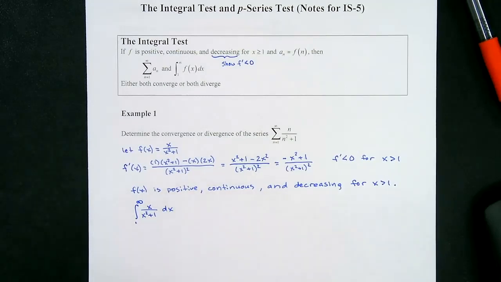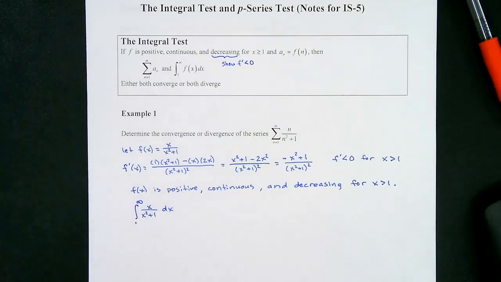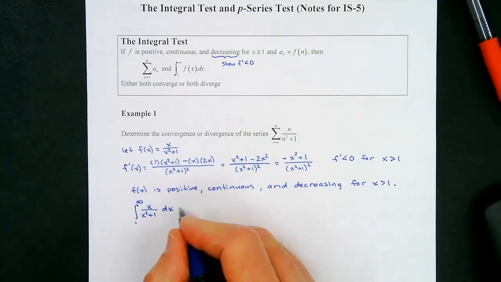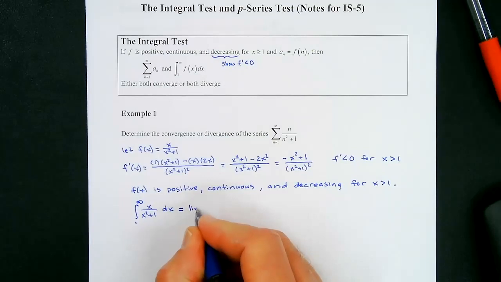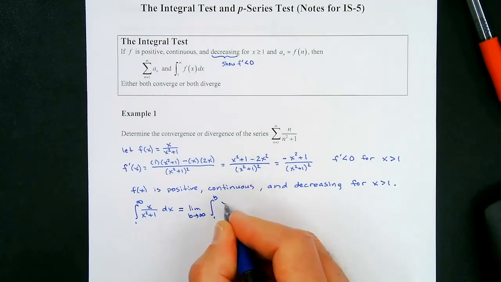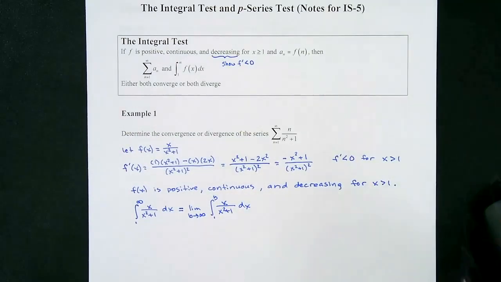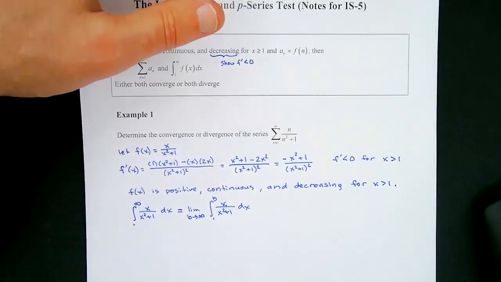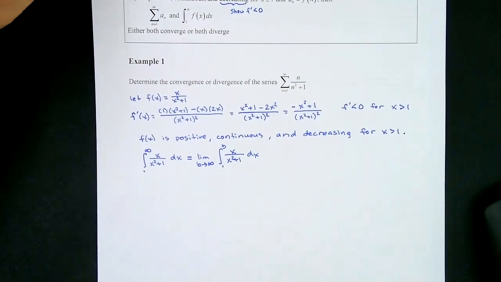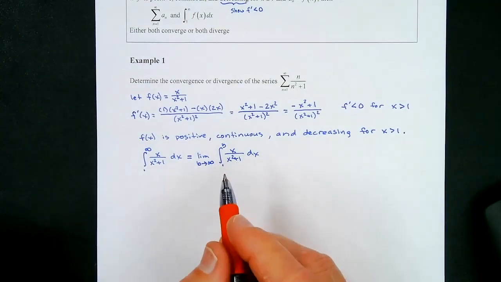Okay, so we're going to have to change this to a limit, right? Because we can't have an infinity be an upper bound. So this is going to equal the limit as b approaches infinity of the integral from 1 to b of x over x squared plus 1 dx. Okay, I'm going to slide my paper up just a little bit so we can see this. All right. Now, we're going to need to use integration by substitution.